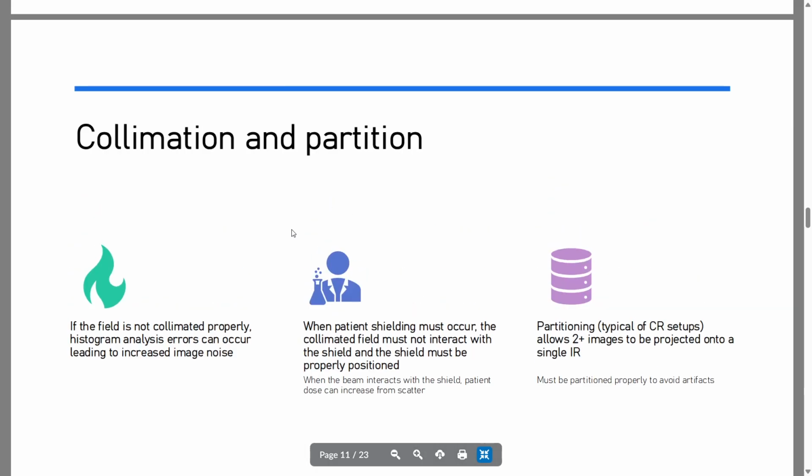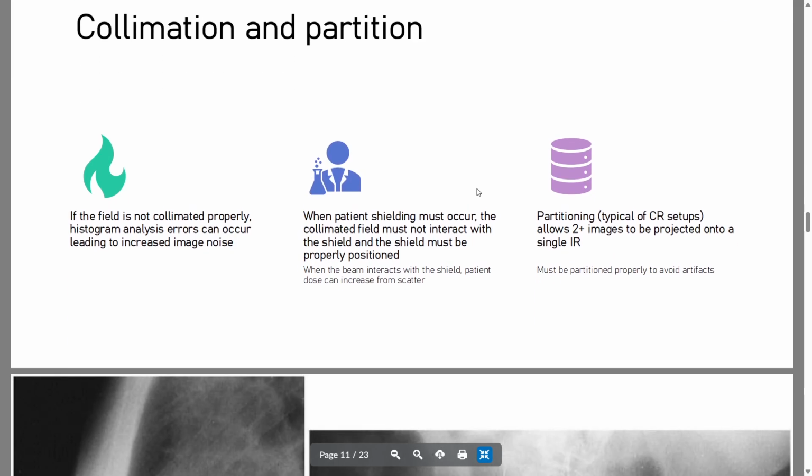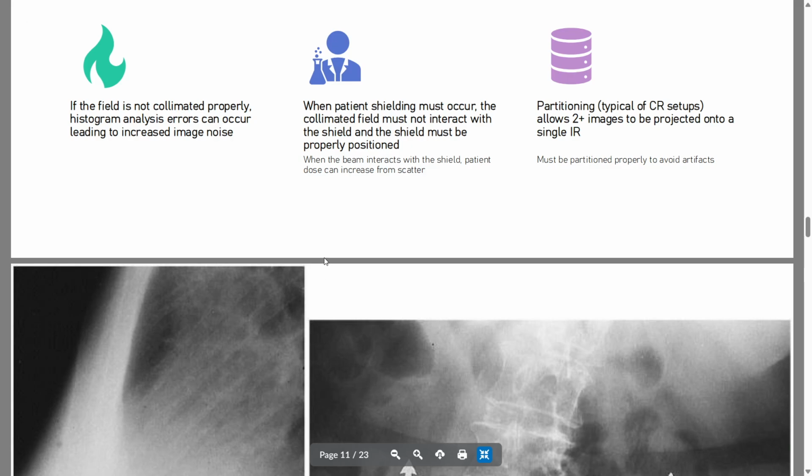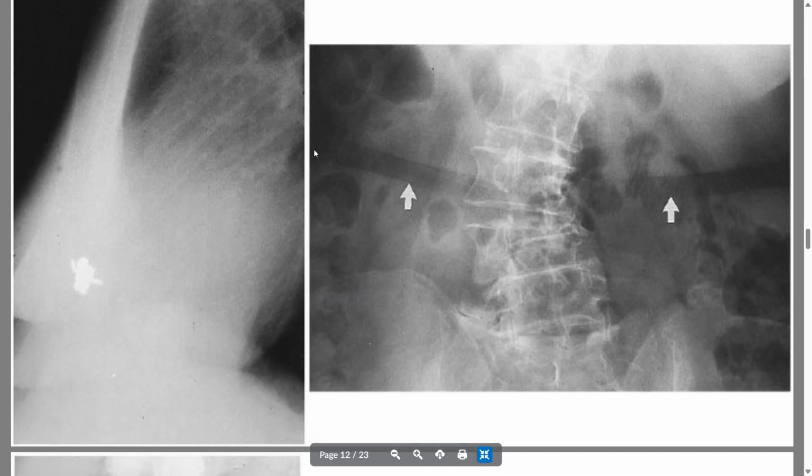So that's all for the concepts. I'm going to show you some examples of artifacts that you may or may not see in practice. Some are much more common than others. Some are just for fun. So here on the left, we're looking at a lateral chest. You can tell there's a bunch of ribs here.